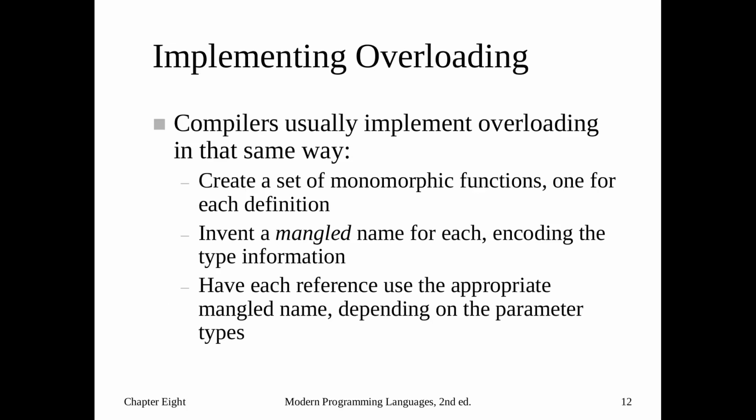Compilers, like I said, typically implement overloading in the same way. You can write overloaded functions in your code, but the compiler goes through and changes their names, basically creating a set of what they call monomorphic functions, one for each possible definition, right? And then it creates a mangled name for each, encoding the type information. Then it rewrites all the uses of those to their appropriate mangled name, which depends on those parameter types, right?